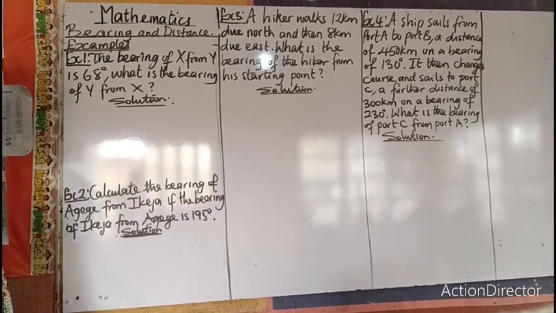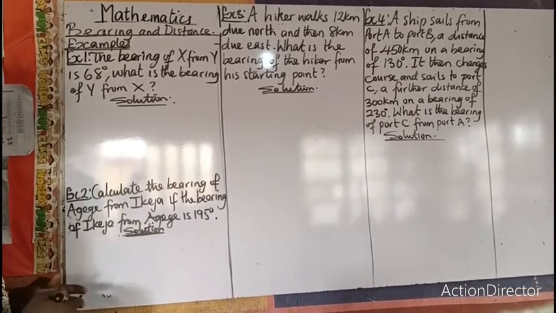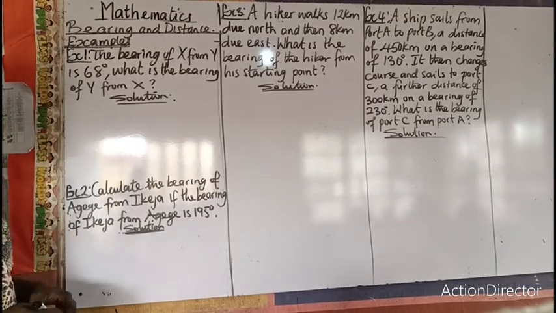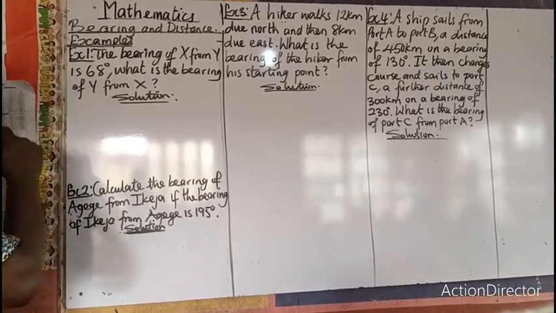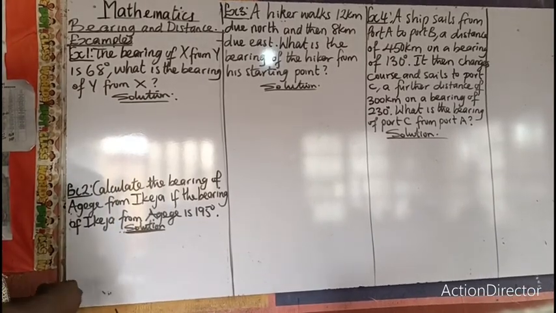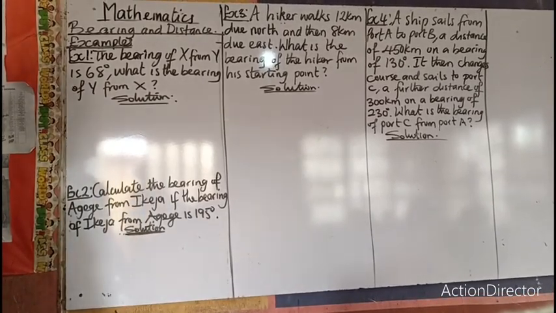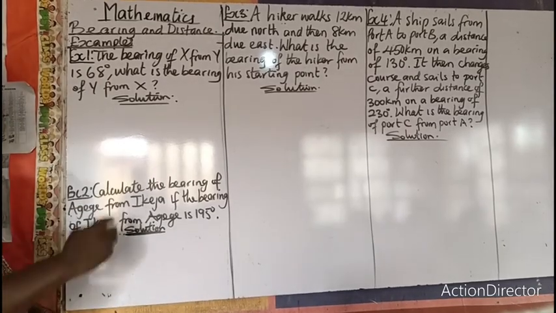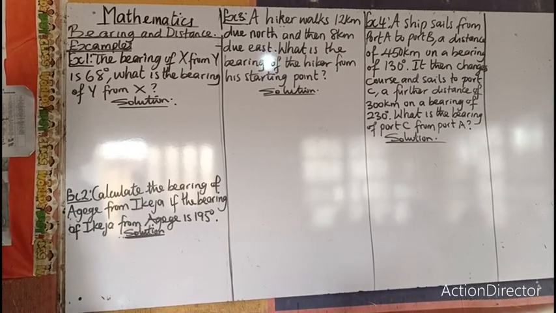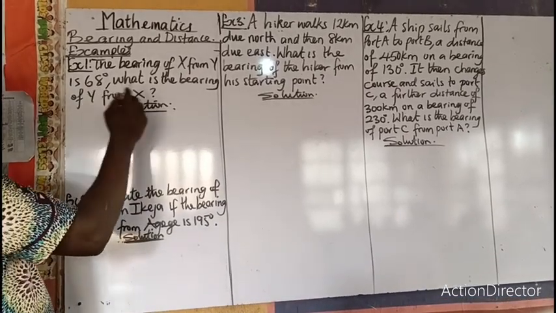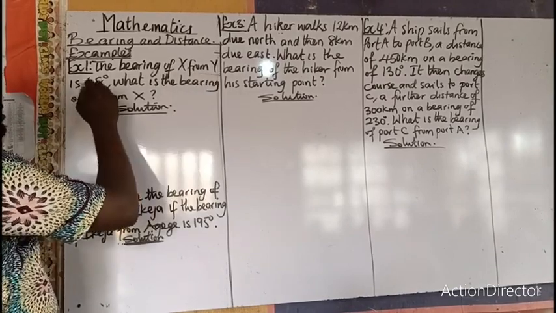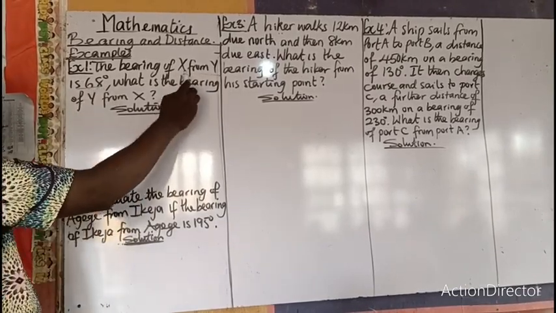Okay, now we want to look at different examples on bearing and distance, examples based on what we have learned previously. Let's look at it. The first question says, the bearing of x from y is 68 degrees. What is the bearing of y from x? Now, what did they give us? They gave us bearing of x from y. So this 68 degree is from where?